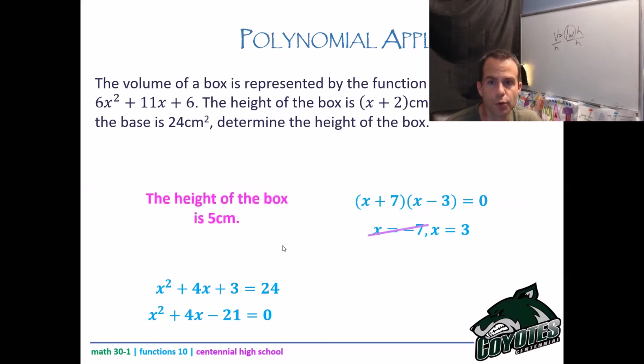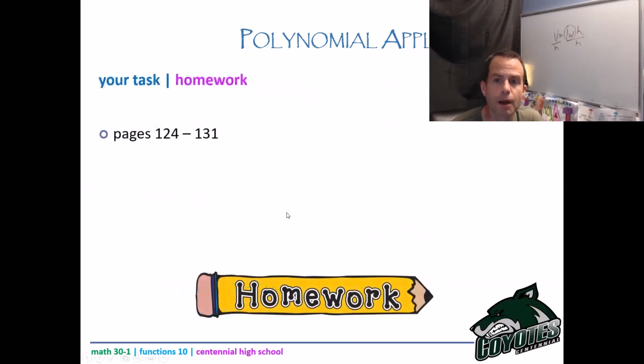Okay, so it says determine the height of the box. The height of the box is 5 centimeters, because remember, the height of the box was x plus 2. X equals 3 is not the answer, it's the value for x. The height of the box is the answer. Always ask yourself, have I answered the question? Super, super important.